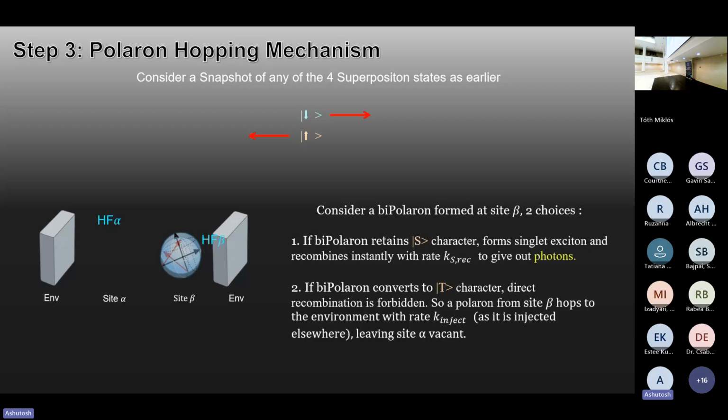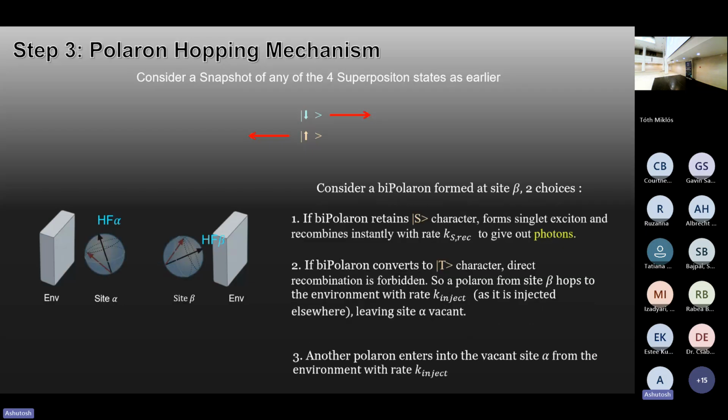But if it somehow gets converted to triplet character, again the direct transition is not possible. So it will have one choice, which is to hop from site beta to the environment. In this sense, it is getting injected to another pair of polarons, but now the site alpha is vacant. So now another polaron can make a transition from the environment to site alpha with the rate K injection, which is the charge carrier injection rate.